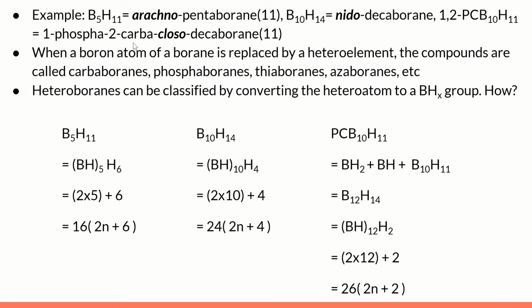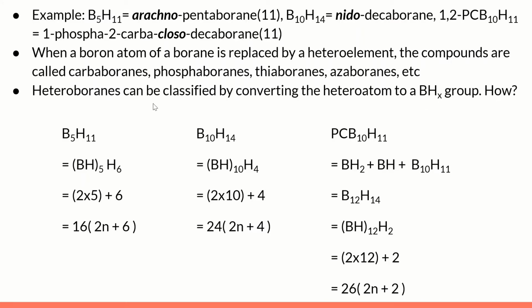1,2-PCB10H11 is 1-phospha-2-carbaclosodecaborane. How we can classify heteroboranes, either arachno, nido, or closo, will be explained after this. When a boron atom of a borane is replaced by a hetero element, the compounds are called carboranes, phosphoboranes, thiaboranes, azaboranes, etc., depending on the hetero element names. Heteroboranes can be classified by converting the heteroatom to a BHX group.